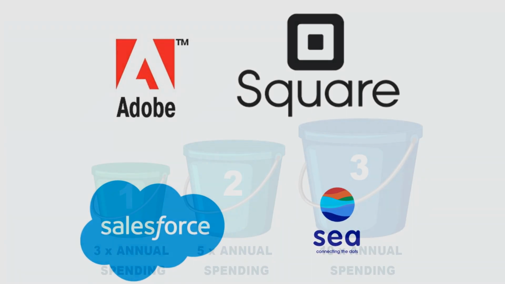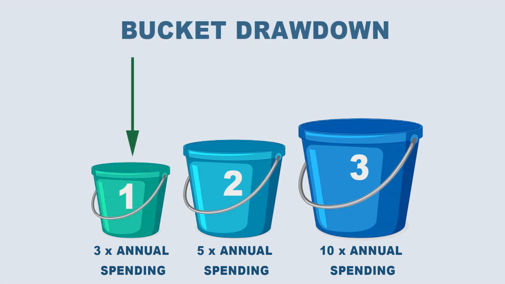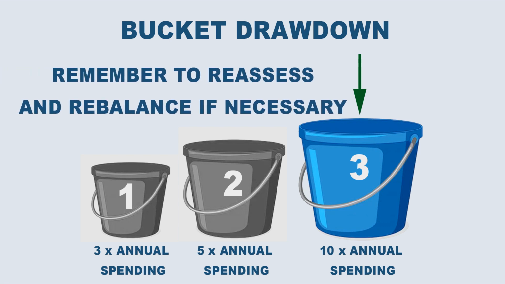So, how you basically use these buckets is whenever you need to withdraw money or take out some funds from your account for living expenses, you start from the first bucket. If that runs dry, then you move on to the second bucket. And if that gets depleted, then you move on to the final third bucket. And here's the key thing: every year you have to look at your buckets and reassess what their purpose is and rebalance.